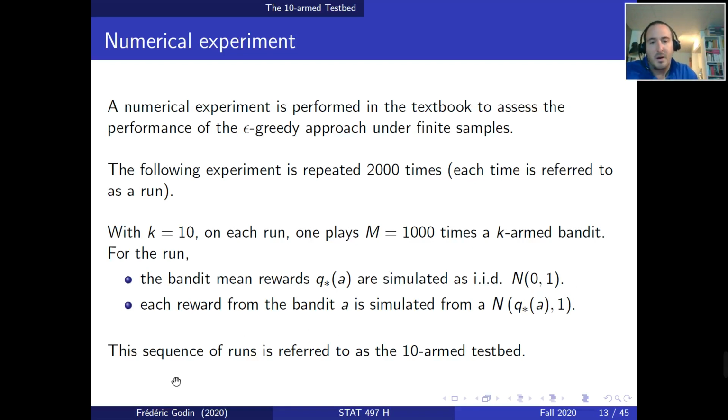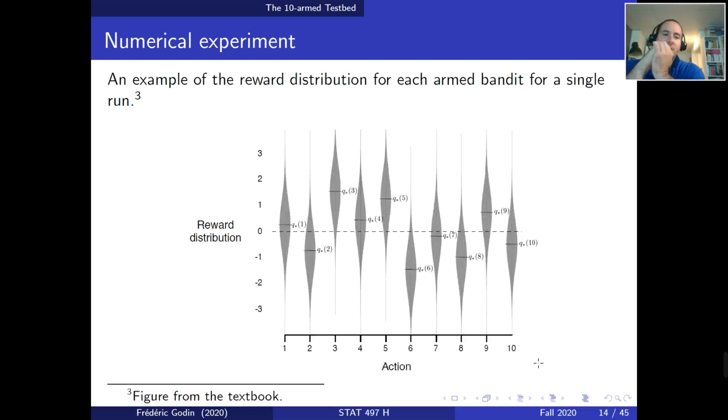This whole experiment is referred to as the 10-arm testbed. Why 10? Because k is equal to 10, we use 10 levers. Here is a visual representation of that problem. For a fixed run, let's say our first run, the first step was to simulate the expected value of all these levers. All these Q stars were simulated randomly, each from a normal 0, 1. Once we've simulated these Q stars, this gives us the reward distribution for all levers.